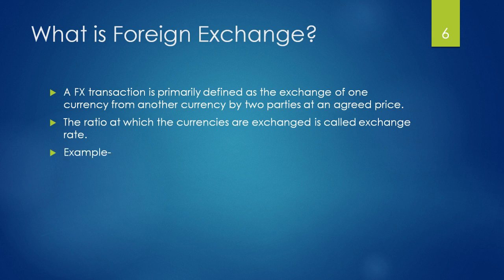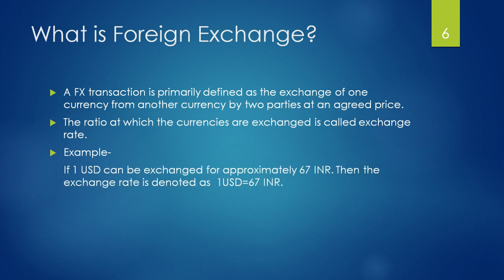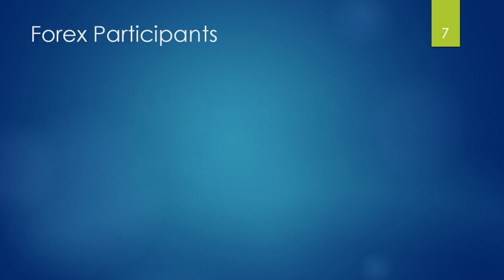Let's understand in detail with the help of an example. If 1 US dollar can be exchanged for approximately 67 Indian rupees, then the exchange rate is generally denoted as 1 US dollar equals 67 INR. Similarly, if 1 euro equals 1.436 US dollars, then this means that 1 euro can be exchanged for 1.436 US dollars. Let's move ahead and now see various Forex participants.